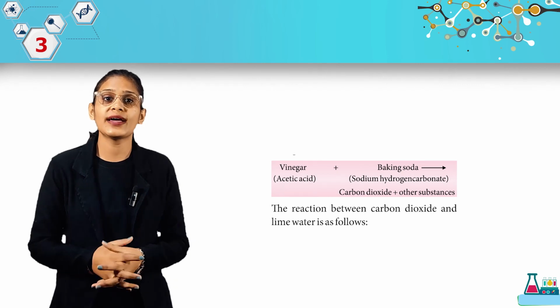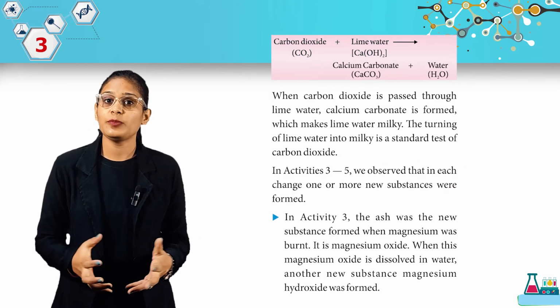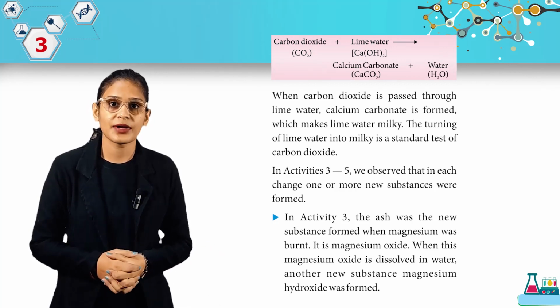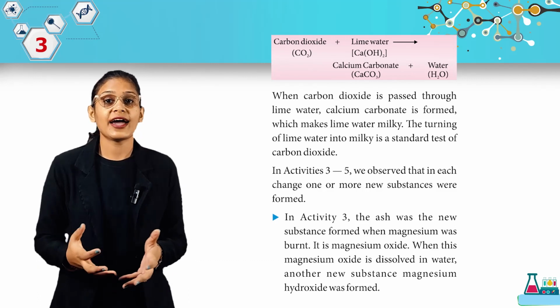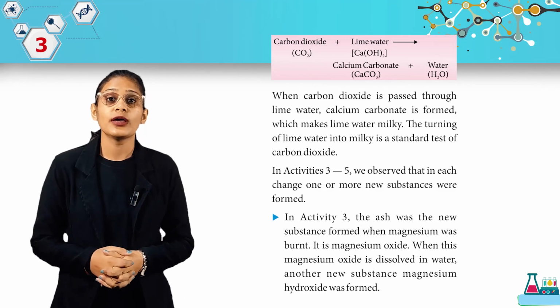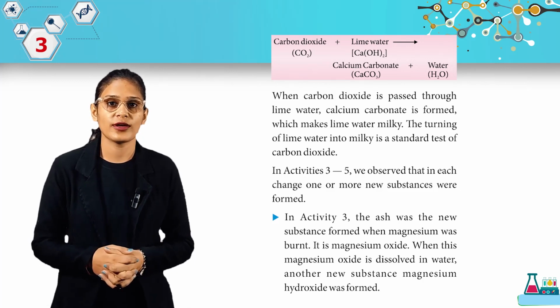The reaction between carbon dioxide and lime water is as follows: carbon dioxide plus lime water, Ca(OH)2. After reaction, calcium carbonate, CaCO3, plus water, H2O. When carbon dioxide is passed through lime water, calcium carbonate is formed, which makes lime water milky. The turning of lime water milky is a standard test of carbon dioxide.